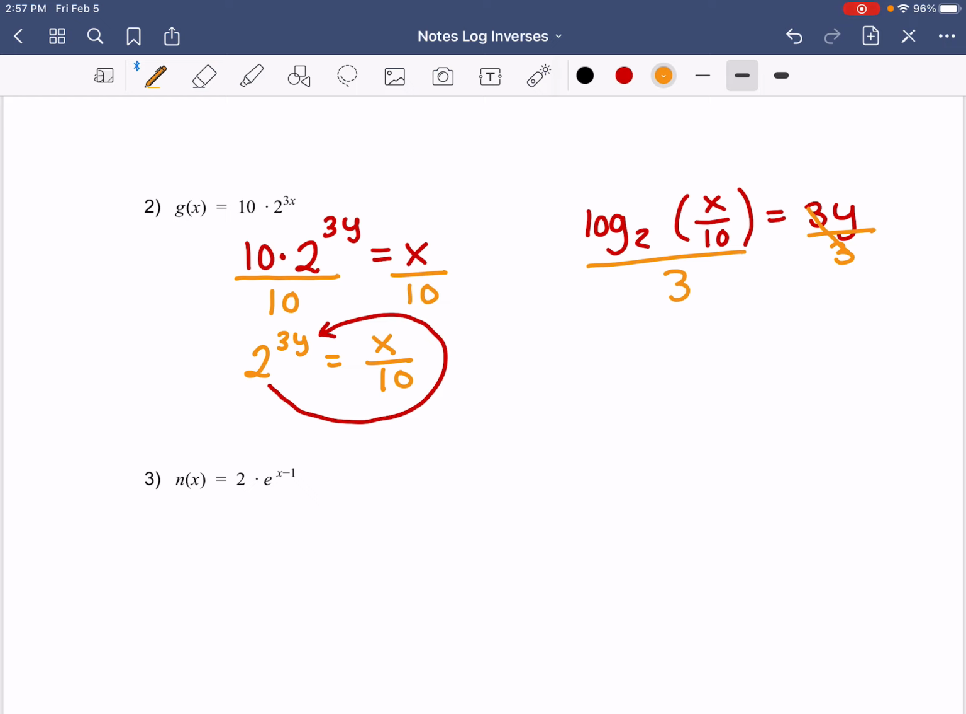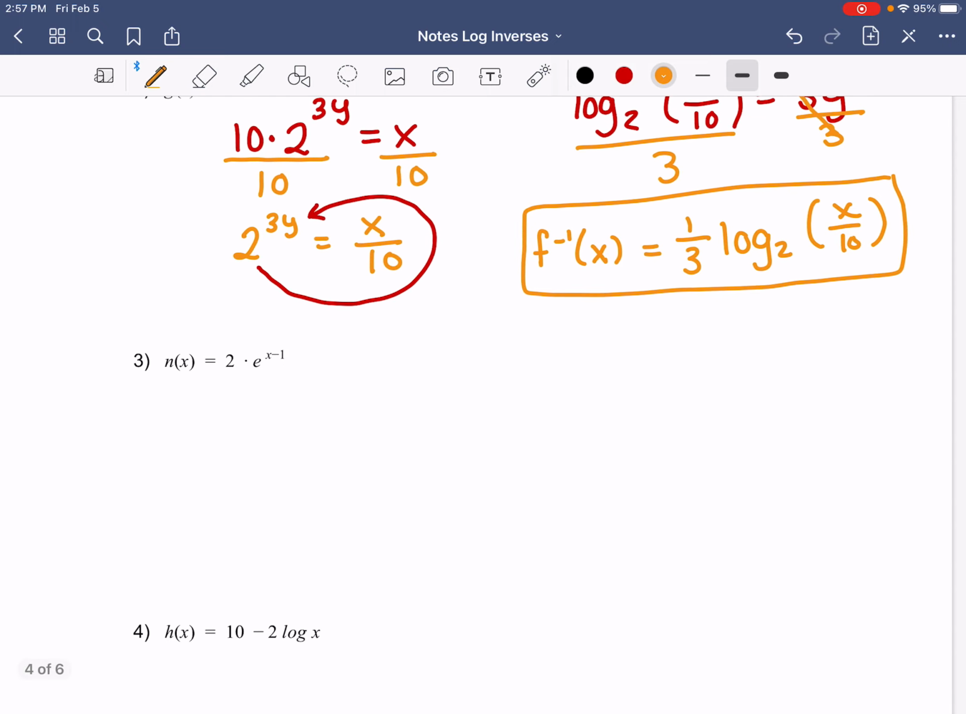We can go to function notation, f inverse of x. They wouldn't usually leave the fraction like this. They would probably write it as 1/3 log base 2 of x over 10. Technically, if we were condensing more, it would go as an exponent, and that would mean a cube root and everything, but it's fine, I believe, if you just leave it like this.